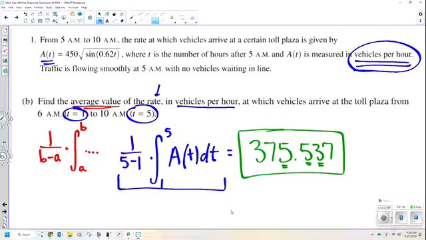And of course, vehicles per hour, right? Because it's the average value of the rate. Wow. That's a lot, but we don't even need that. So that just seems weird to write 375 vehicles per hour. That seems like a lot of vehicles. So I'm just going to erase that. All right. Actually, maybe it would be vehicles because we're integrating the rate.